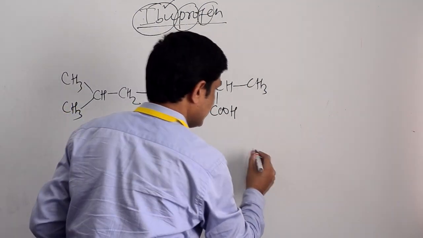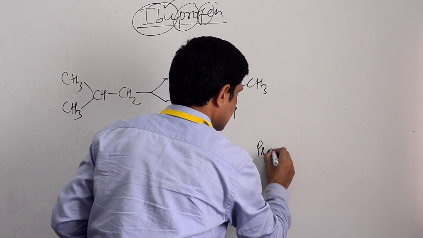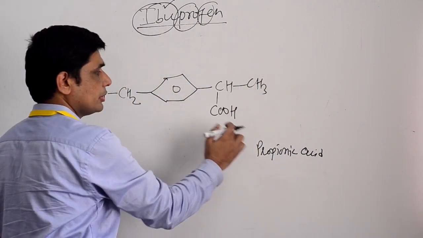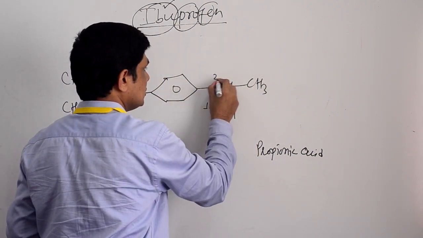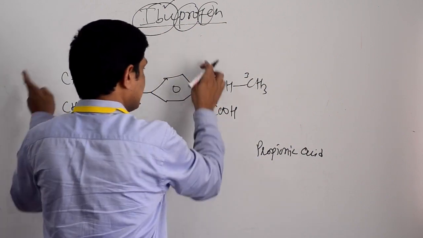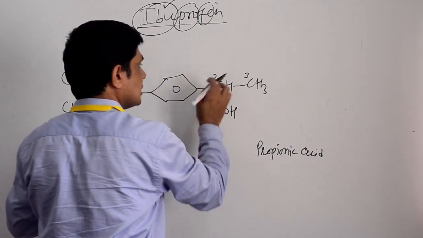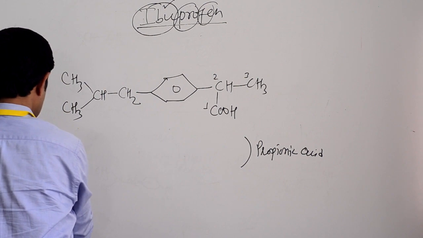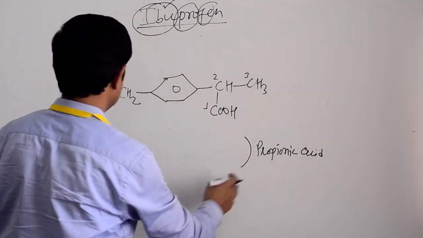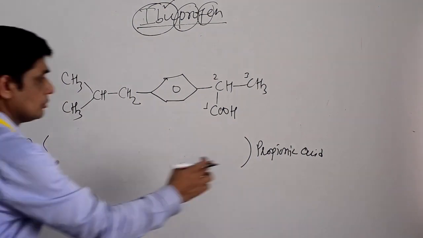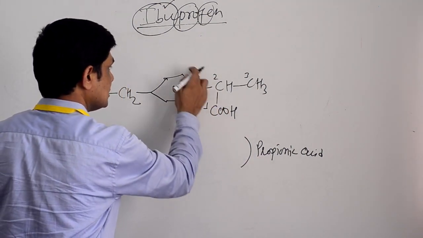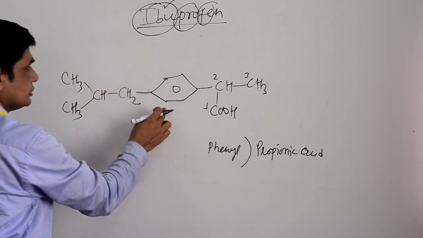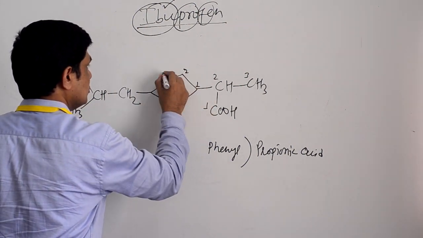For the IUPAC name we have to write first propionic acid. This is position 1, this is 2 and this is 3. So we see the substitution at the second position of the propionic acid. And what is in the second position? This is a phenyl ring at the second position, and this is position 1, 2, 3 and 4.